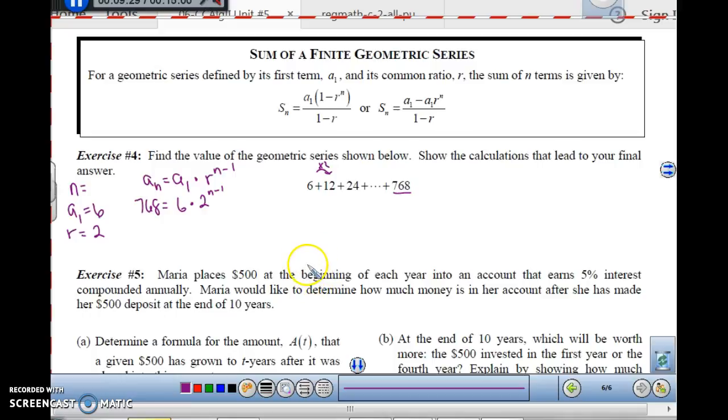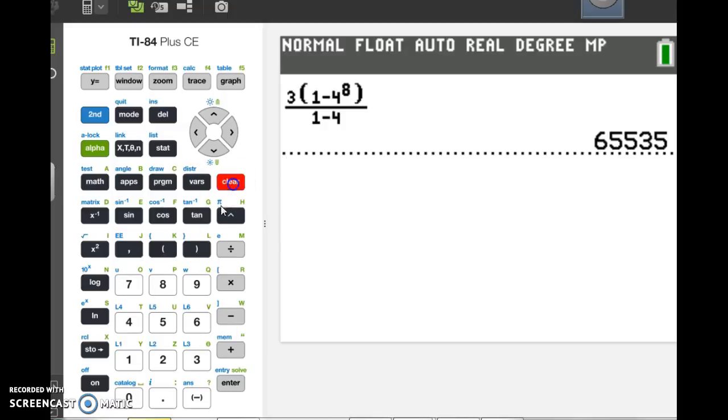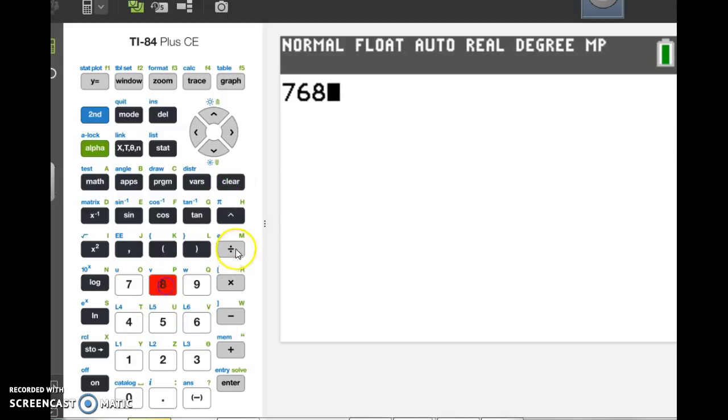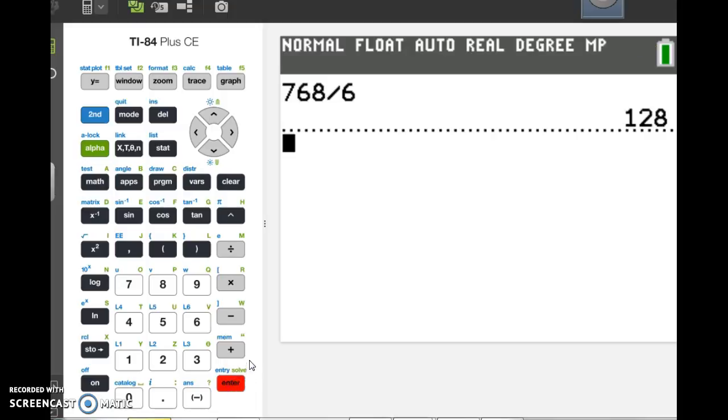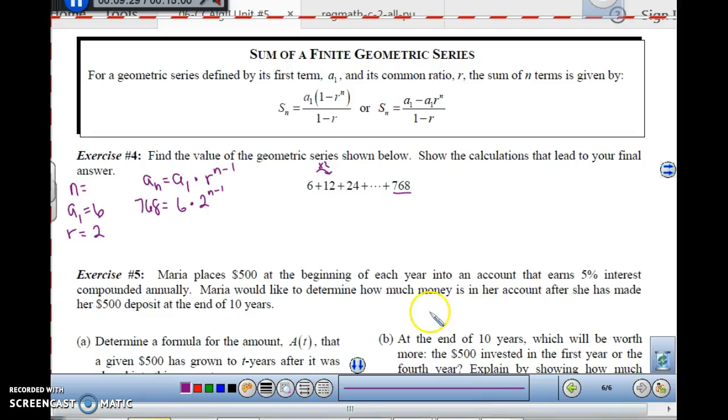Okay, so let's solve this. We have to get the 2 to the n minus 1 by itself, so we have to divide by 6. Grab my calculator. 768 divided by 6 is 128. So 128 is equal to 2 to the n minus 1. Now, doesn't 128 have a base of 2? Yeah, 2 to the 7th is 128.